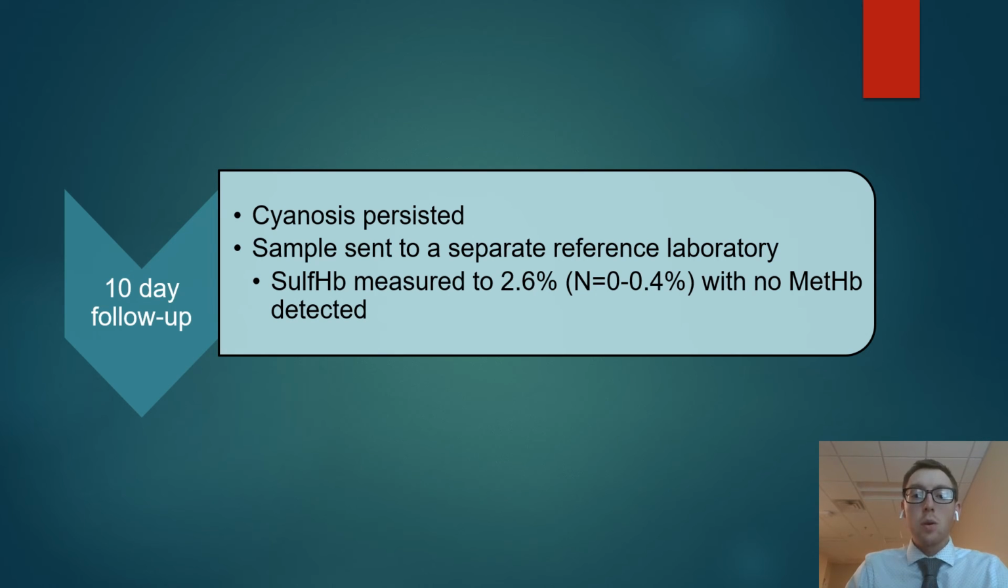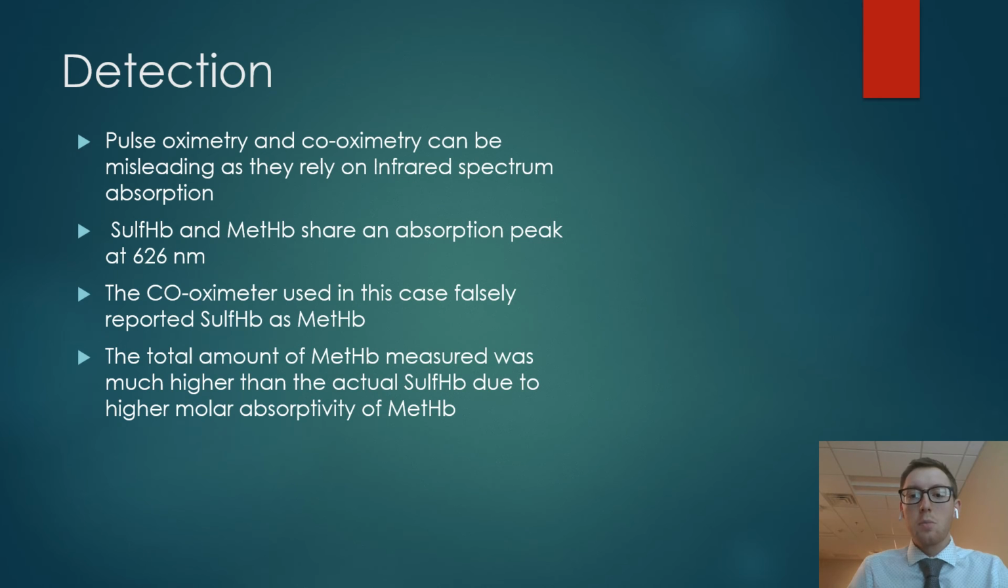At her 10-day follow-up, she remained asymptomatic, but the cyanosis persisted. At this point, sulfhemoglobin testing was performed and showed a level elevated to 2.6%. This confirmed the diagnosis of sulfhemoglobinemia. An important thing to note about this case is that pulse oximetry and co-oximetry are not effective tools in distinguishing methemoglobin and sulfhemoglobin. They both rely on variations in the absorption spectrum to distinguish these two entities.